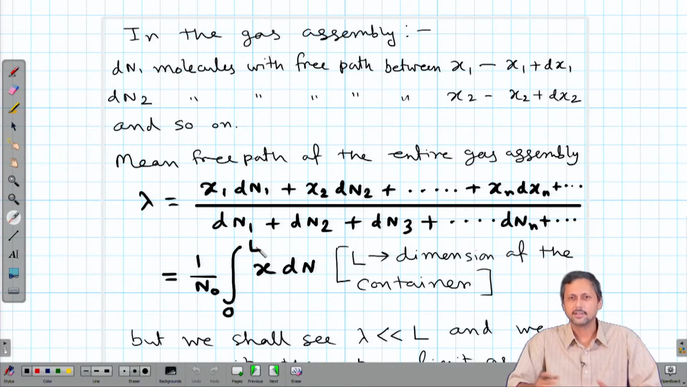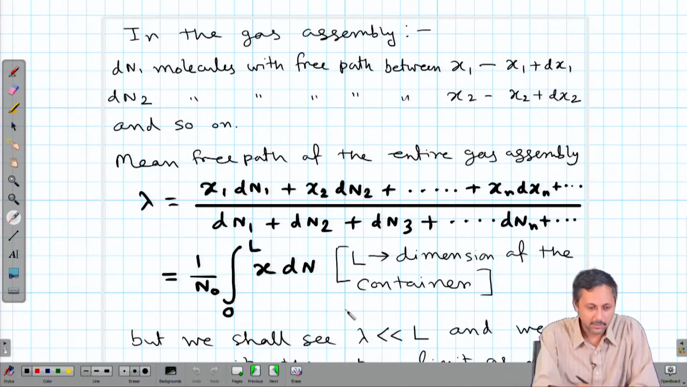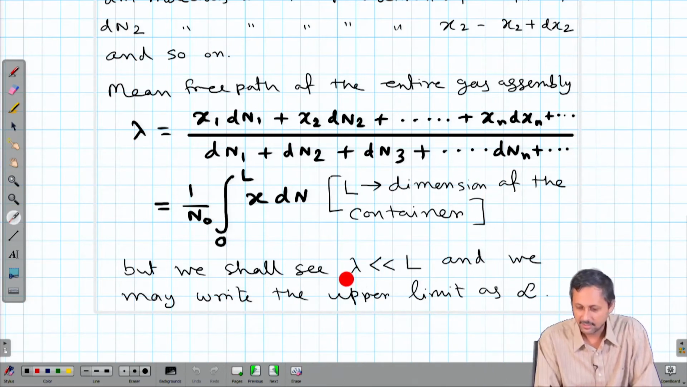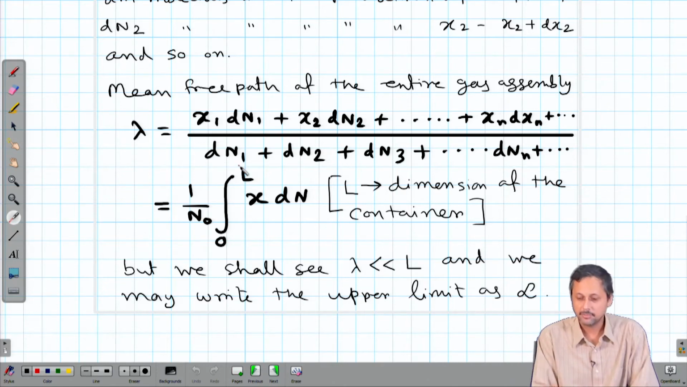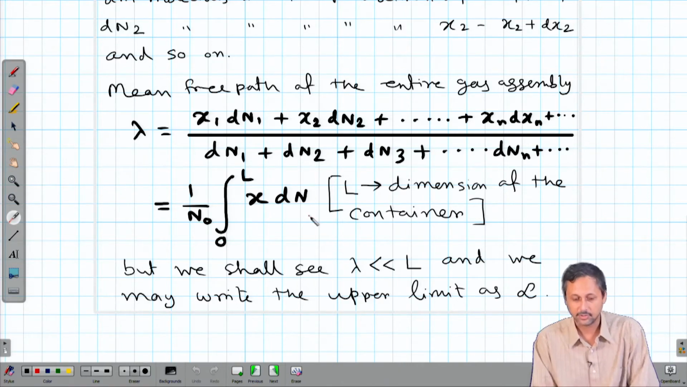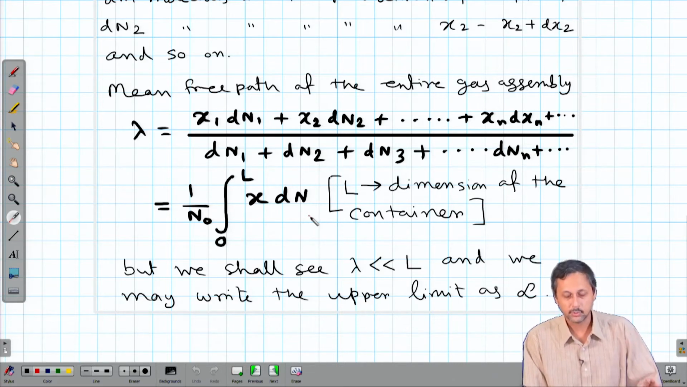It could be less than that, it could be more than that, and the mean free path we will see is of the order of 10 to the power minus 7 meters, 10 to the power minus 8 meters, which is tiny. So, for all practical purposes, we get lambda is much less than L, and the upper limit of this integration in effect becomes infinity. So, lambda is actually the integration 1 by n0, 0 to infinity, x dn. This is the integration we have to compute in order to find lambda for a gas assembly.